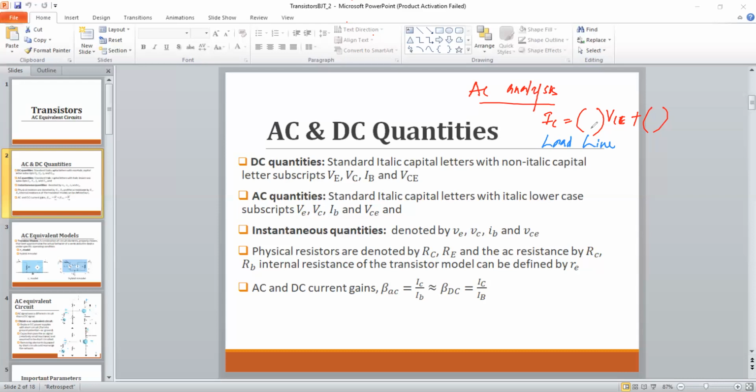We can get two equations by applying Kirchhoff voltage law to the input circuit and the output circuit. Other than that, we can get two equations from the fundamental laws, which are IE equals IC plus IB, and IC equals beta times IB. With these four equations, you can find out what resistance values we can ideally place on these different arms.